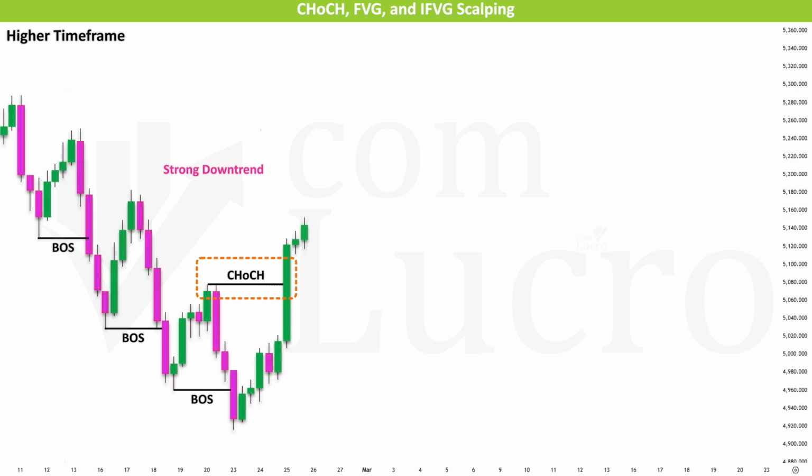Once that is clearly marked manually on the chart, the next step is to look for a higher time frame change of character. When price breaks and closes above the most recent break of structure high of a strong downtrend, that signals a bullish change of character. This suggests that sellers are losing control and that the market may be preparing to shift direction.